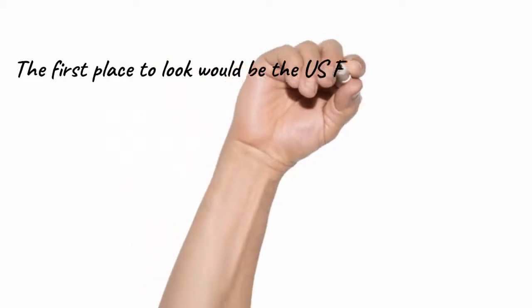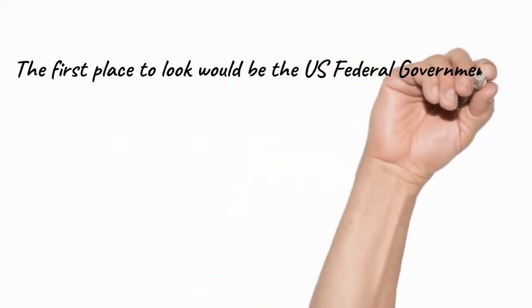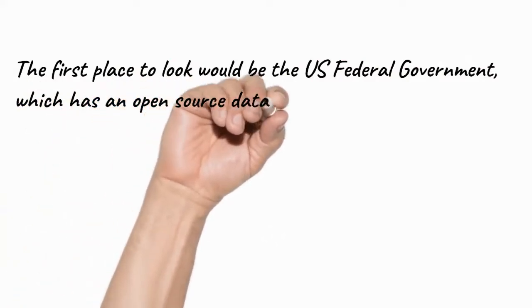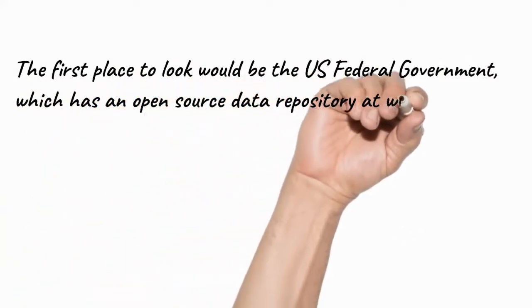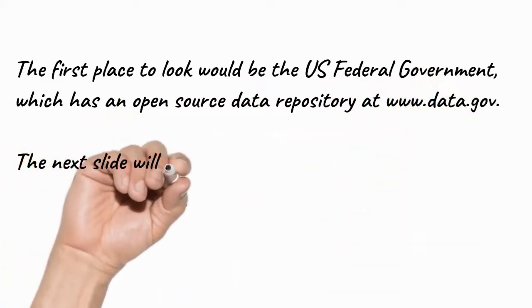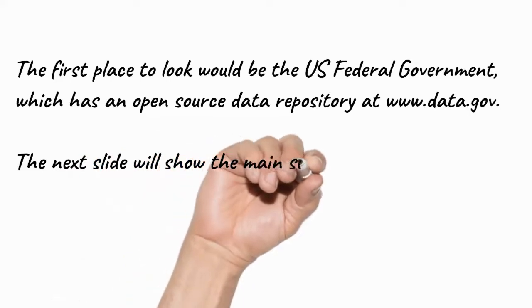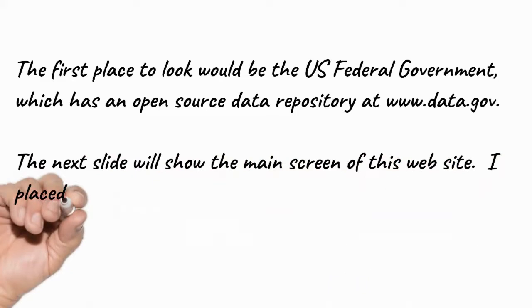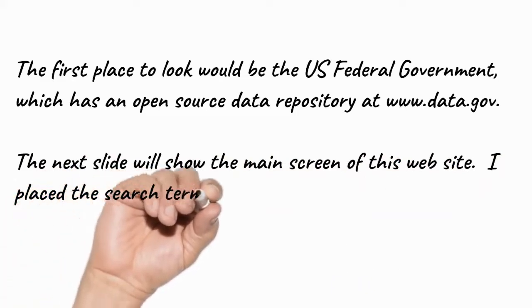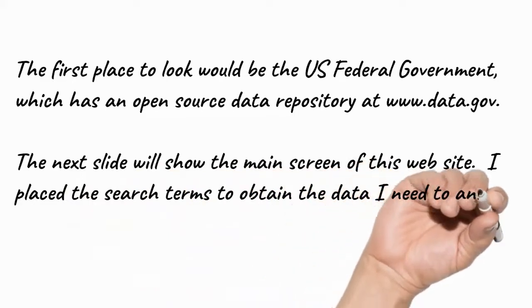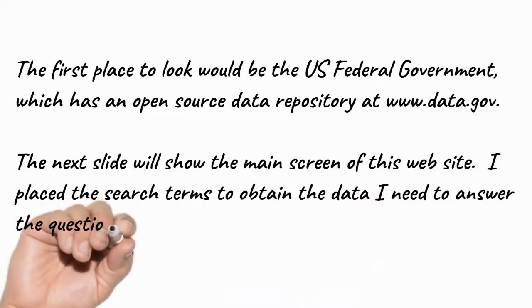Then, once we're done with that question, we want to ask: where do we look for data? Well, for anything having to do with traffic accidents, the US federal government has a great data repository at www.data.gov. I'm going to show you the main screen of this website, and then I'll place the search terms to obtain any data that I might need to answer the question about accidents.